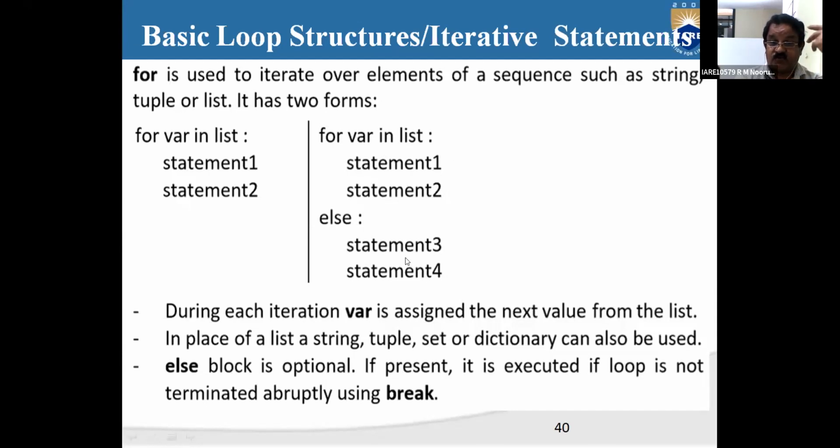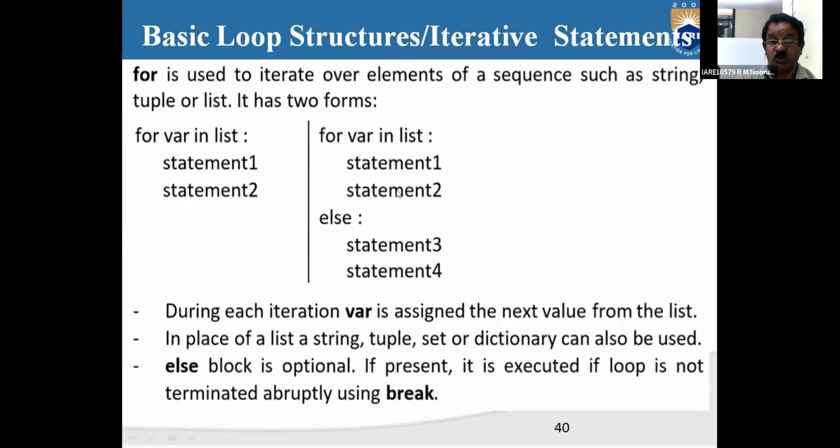Whereas in the case of while, if the condition fails, it will enter into the else part. Here, whatever statements you have written are executed during each iteration, where the variable is assigned the next value in the list. The else block is optional. If present, it is executed if the loop is not terminated abruptly by the break statement.